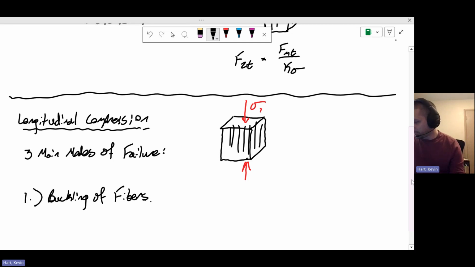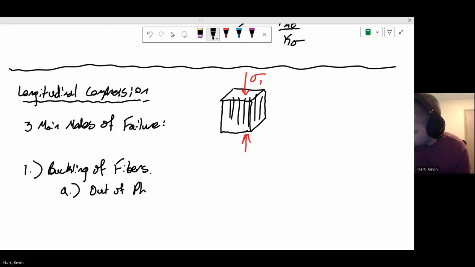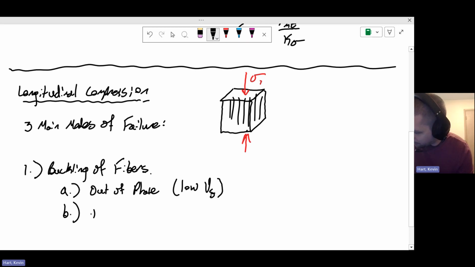And within this buckling of fibers category, we have two separate categories, so maybe you label these as 1A and 1B. We can have what's called out-of-phase fiber buckling and in-phase fiber buckling. So A could be out-of-phase, which happens at low VF. Or B, you could have in-phase buckling, and this happens at high VF.